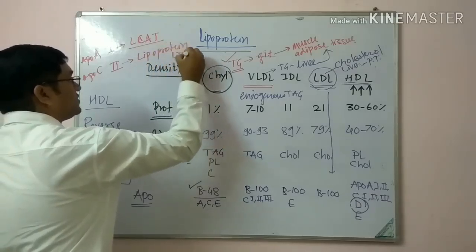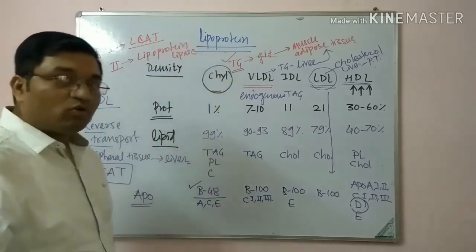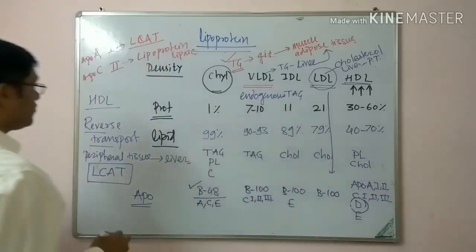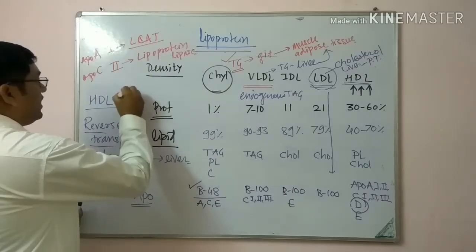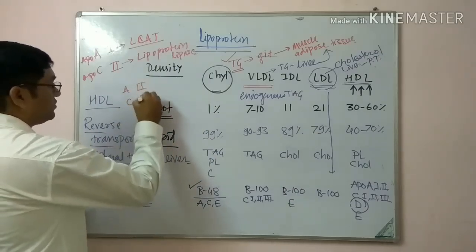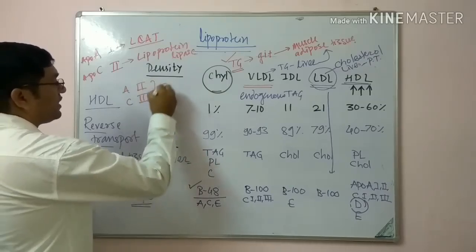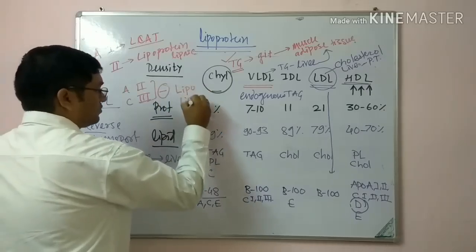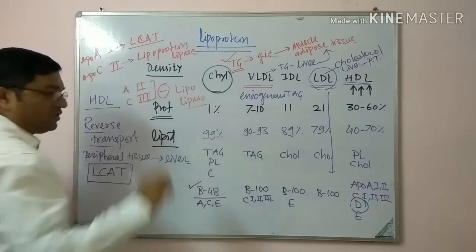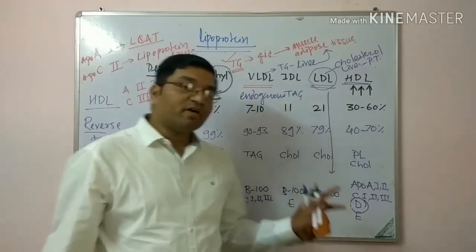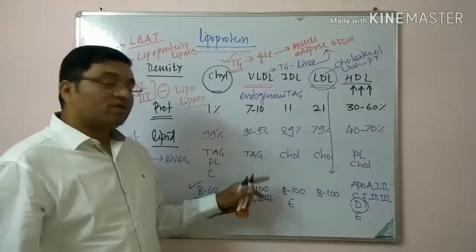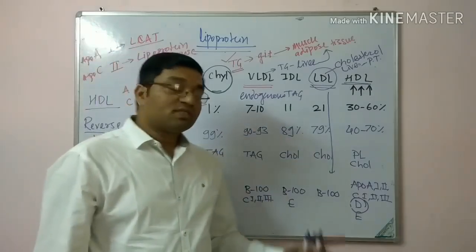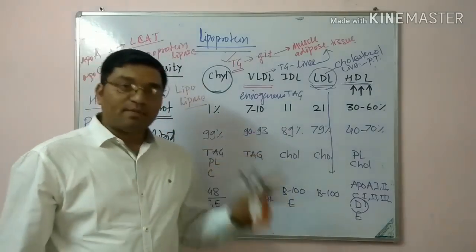Another important function of apolipoprotein is inhibition of certain enzymes. For example, ApoC3 is responsible for inhibition of lipoprotein lipase. Again, they work as a ligand for the receptors of lipoproteins. So these are the important functions of lipoprotein.